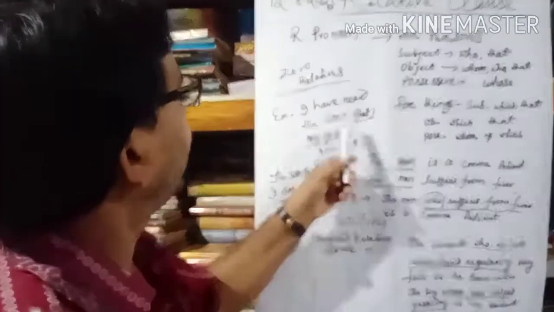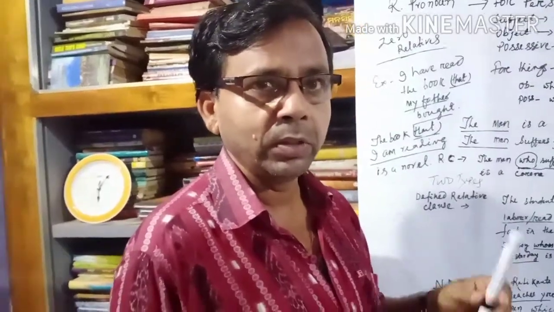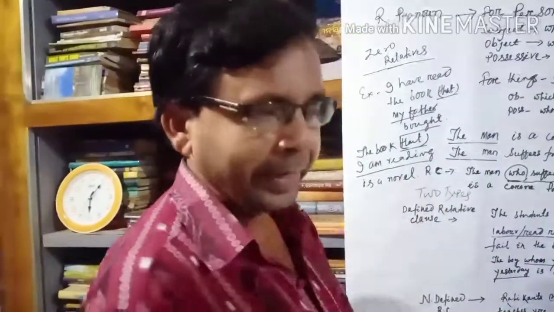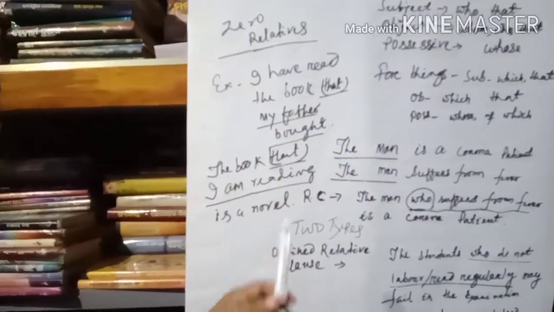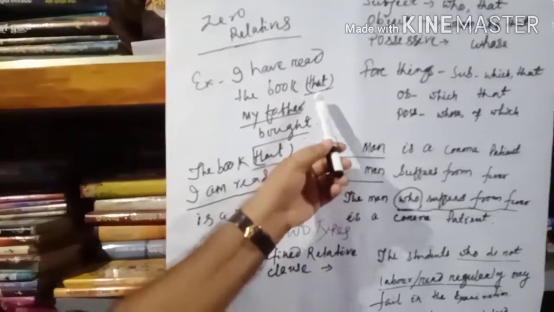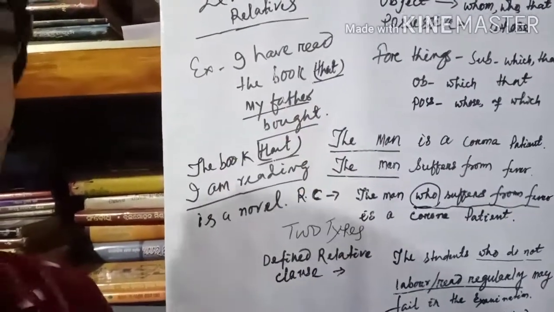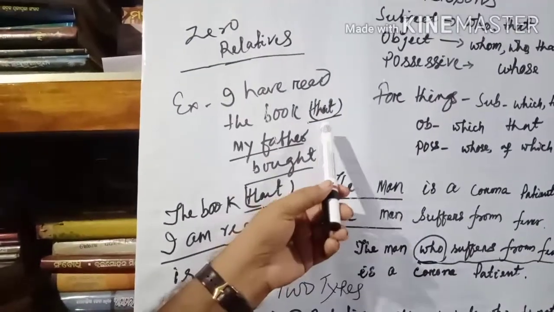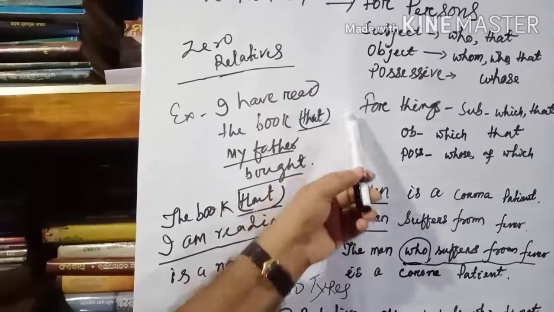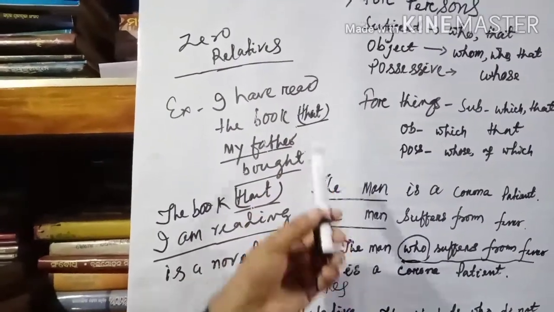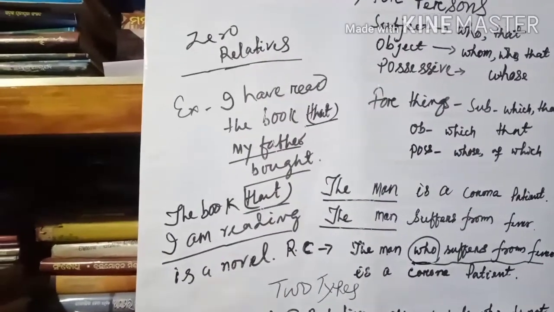Okay, so why is it zero? When will the relative clause be zero relatives? I repeat again: when the relative pronoun of the relative clause works as an object of the relative clause, there the use of the relative pronoun is optional. It has no importance, or the importance is zeroed. That's why it is called the zero relatives.